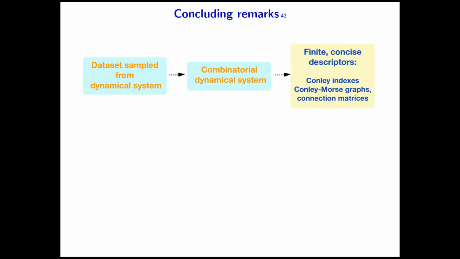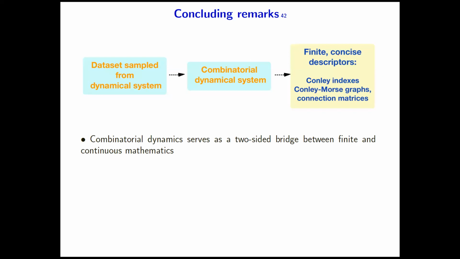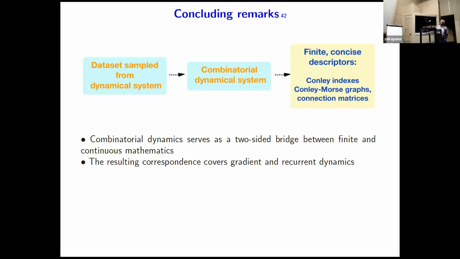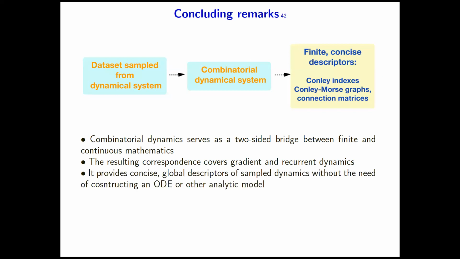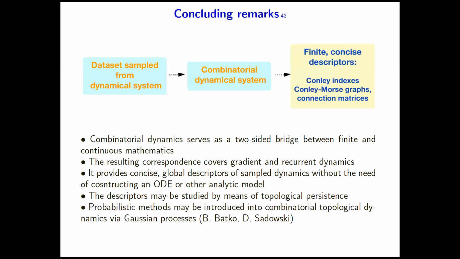So now, assuming that your real dynamical system is transversal to what you constructed from the data, you can use all these theorems developed earlier for classical dynamical systems to draw the conclusions. So this is a kind of two-sided bridge between finite and continuous mathematics, a direct bridge, instead of going first to a continuous model and then discretizing again and so on. The resulting correspondence covers gradient and recurrent dynamics. It provides concise global descriptors. They may be studied by means of topological persistence.